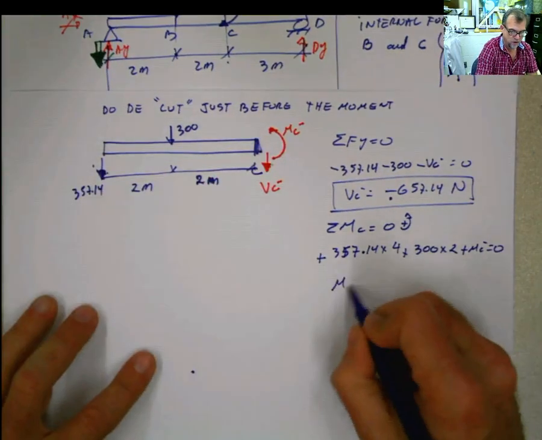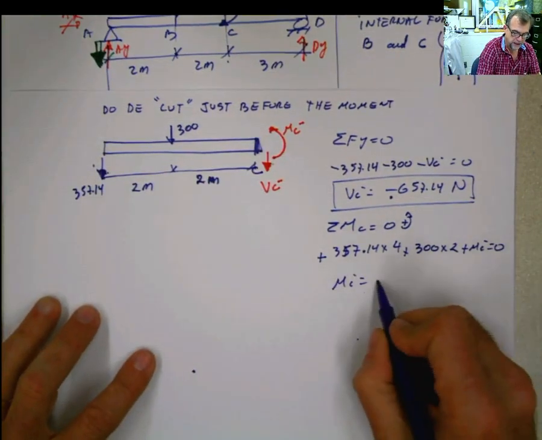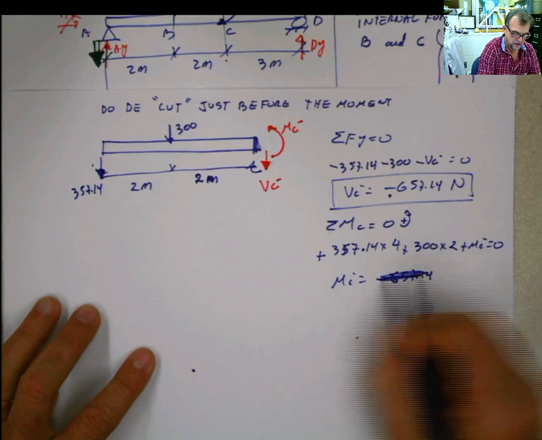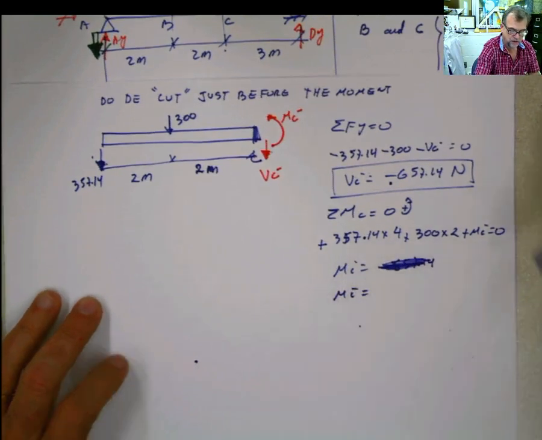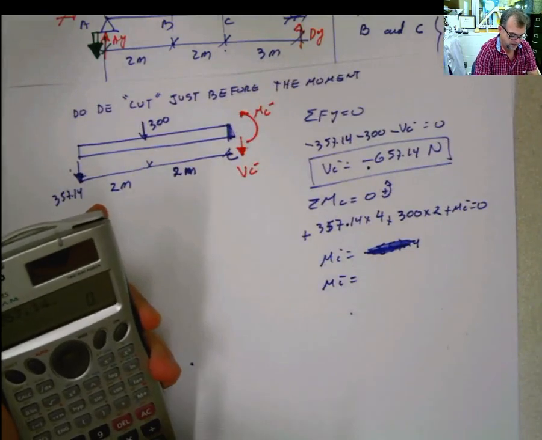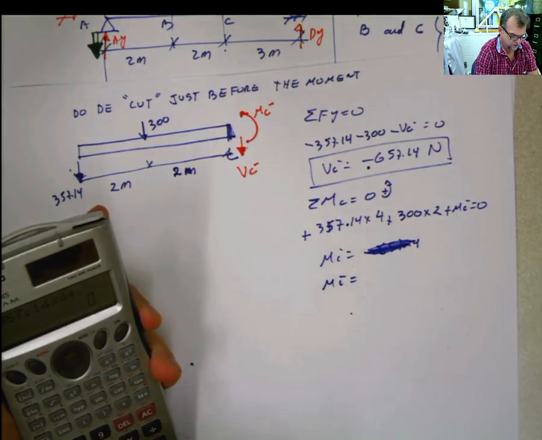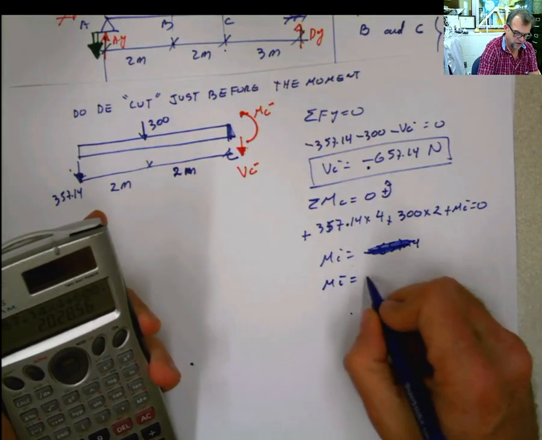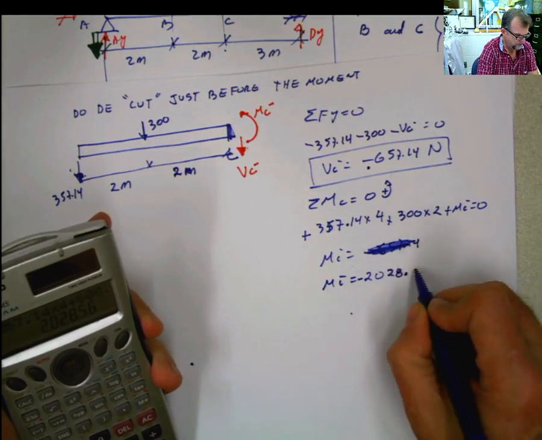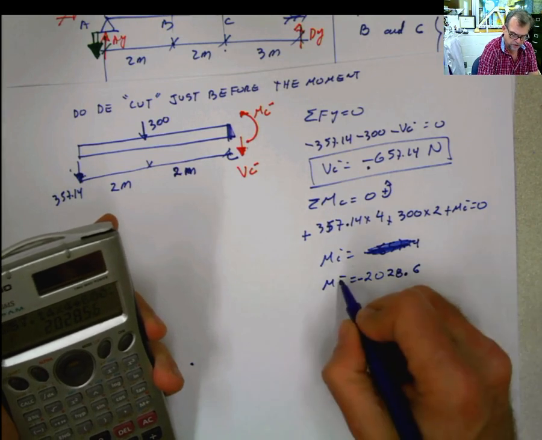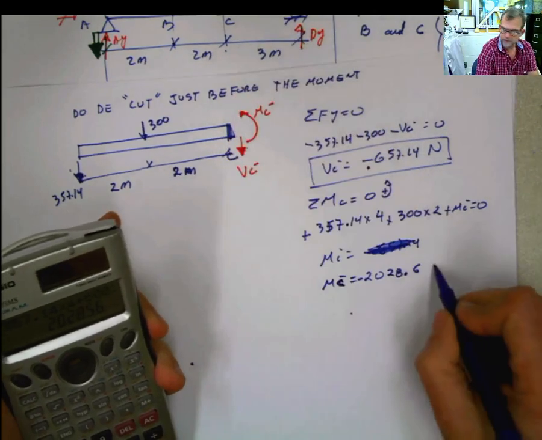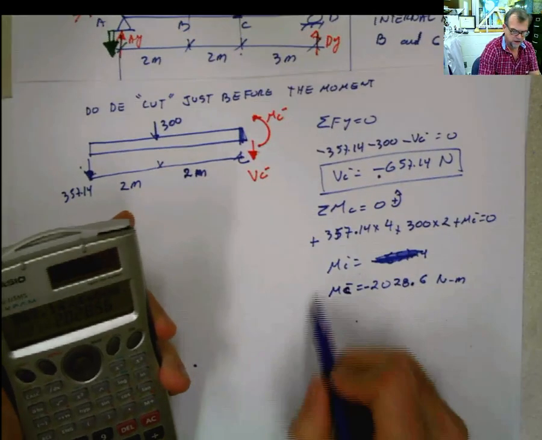That means that my moment is going to be negative 657.14. No, what is that? Moment is equal to 357.14 times 4 plus 300 times 2, 600, equals 2000, negative 2028.6. What units? Units are Newton meter. Newton meter. That's the moment.